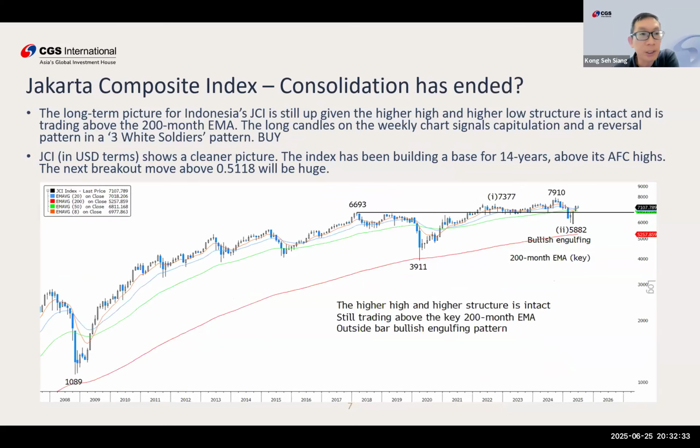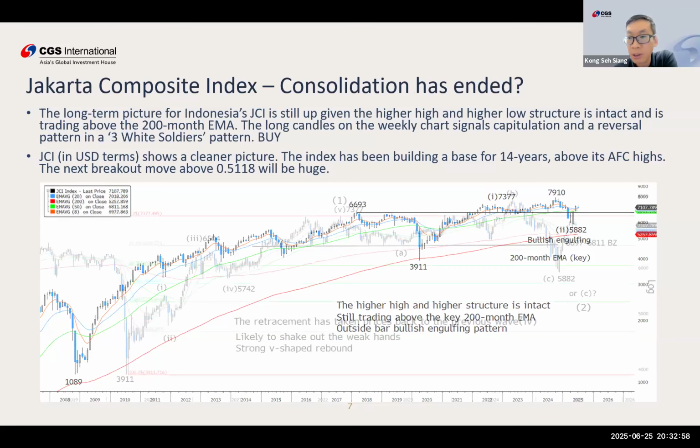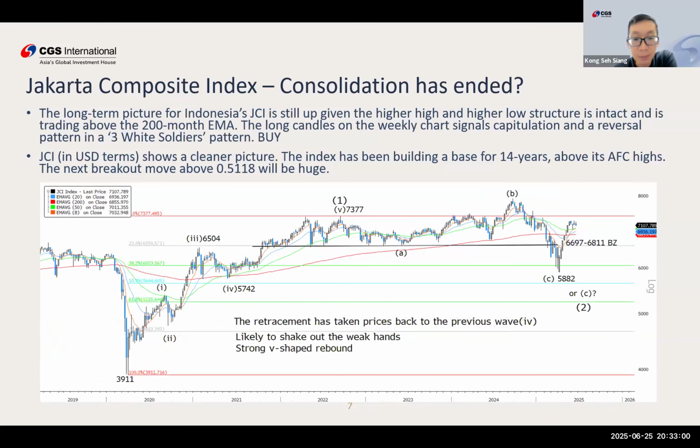Okay, take a look at the JCI, or Jakarta Composite Index. We believe the consolidation here is also done. You can see the long-term uptrend is still up. It's holding above the red line, which is the 200-month moving average. So it tells you that the long-term picture is still very bullish, despite all the political situation that is taking place in Indonesia.